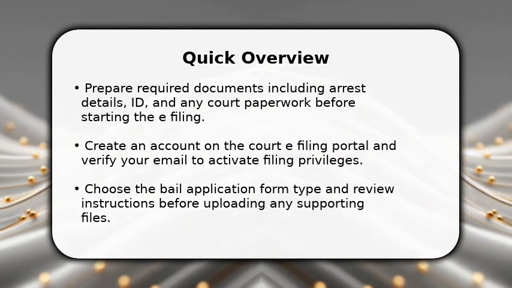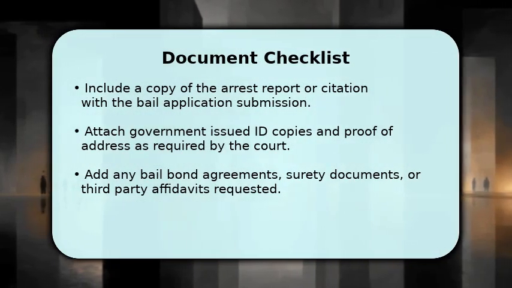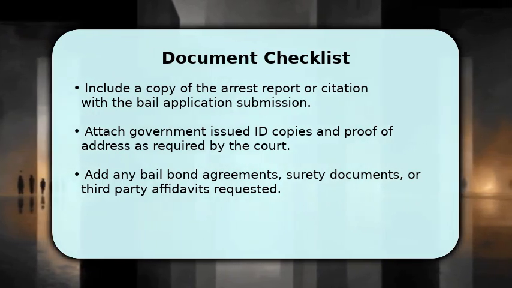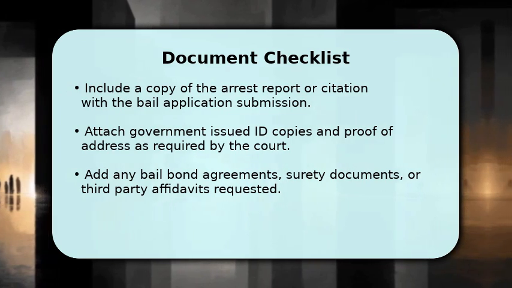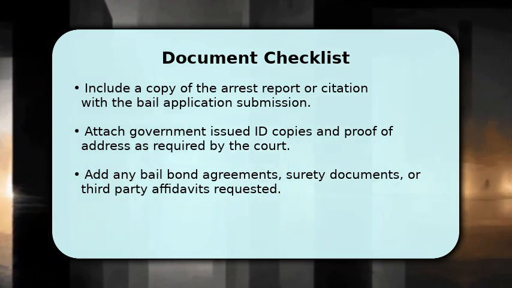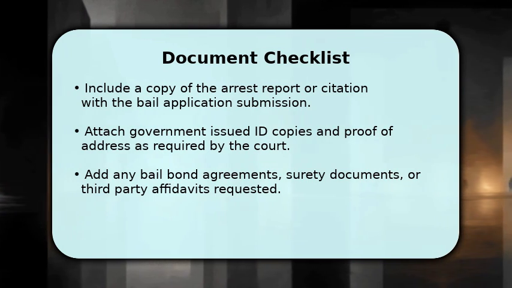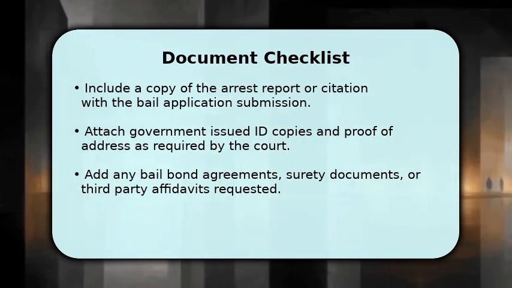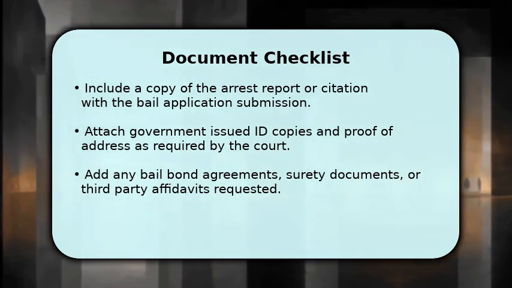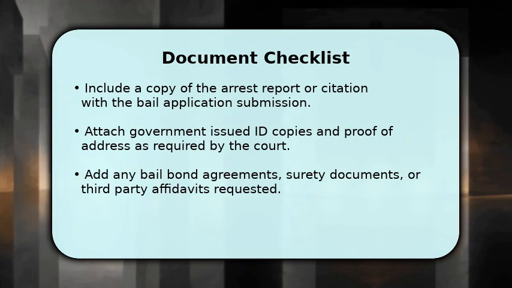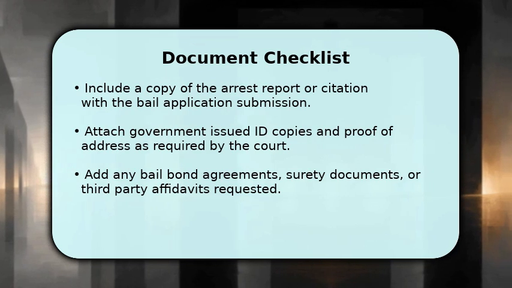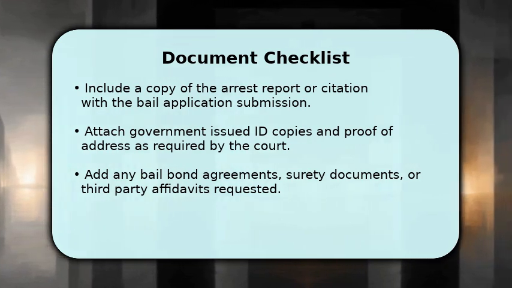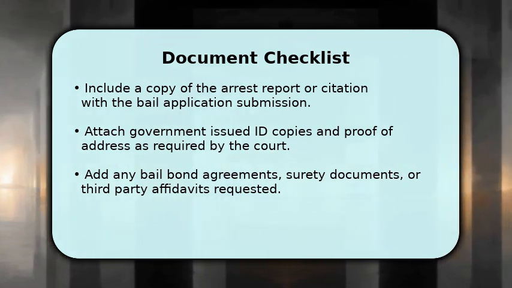Gathering documents makes e-filing much faster and avoids rejection. Scan the arrest report, citation, and government ID at readable resolution and ensure pages are in order. Include proof of address and any bond agreements or affidavits the court expects. Label each file clearly so the clerk can identify items instantly. Keep original documents handy in case the court requests certified copies or in-person verification later.